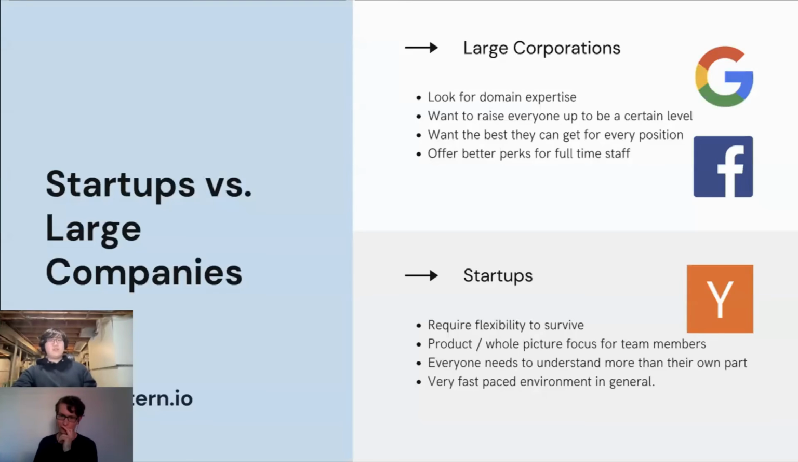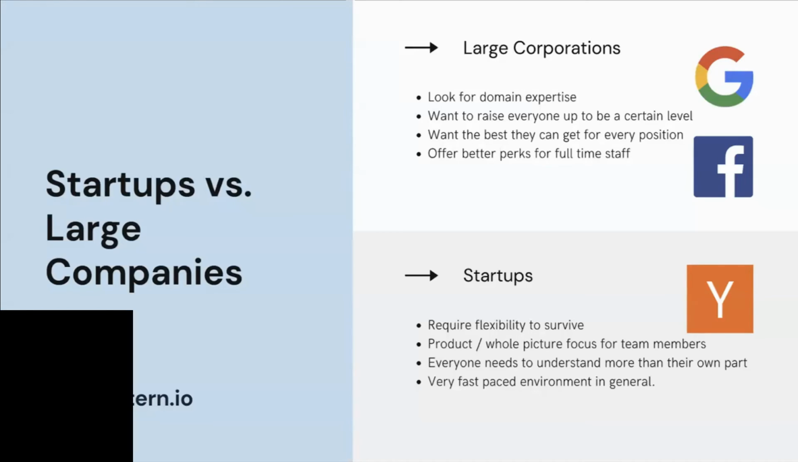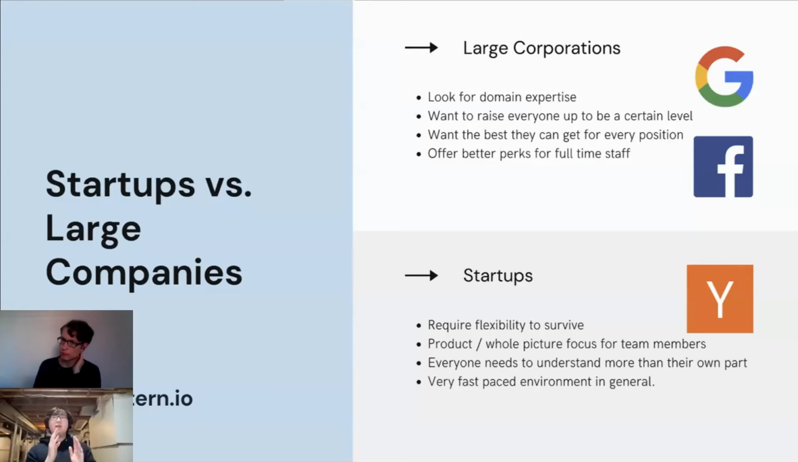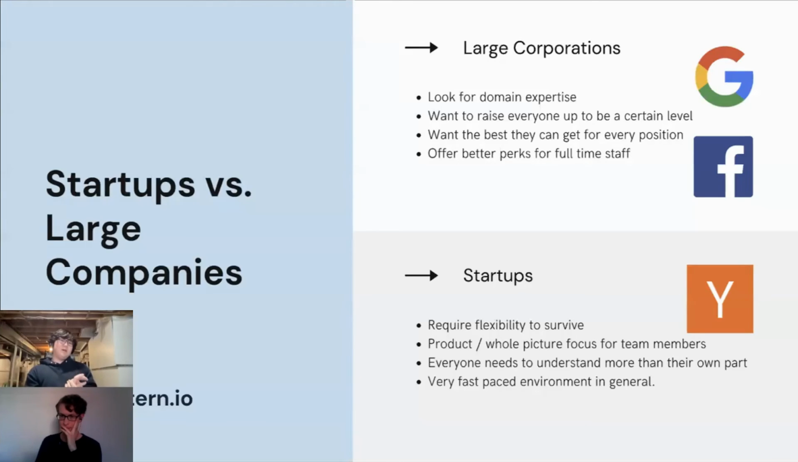And also, just throwing the last consideration in here, which is startups versus large companies. General rundown: large companies want domain expertise. They want to raise everyone up to a certain level, and they want the best people they can get for every position, and they offer fantastic perks at large companies for full-time staff. Like while I was at Uber, it was free snacks all day, free snacks of whatever you want. Unlimited paid time off, although that's pretty much a scam. Like paid work vacations, work whenever, flexible hours for some employees.